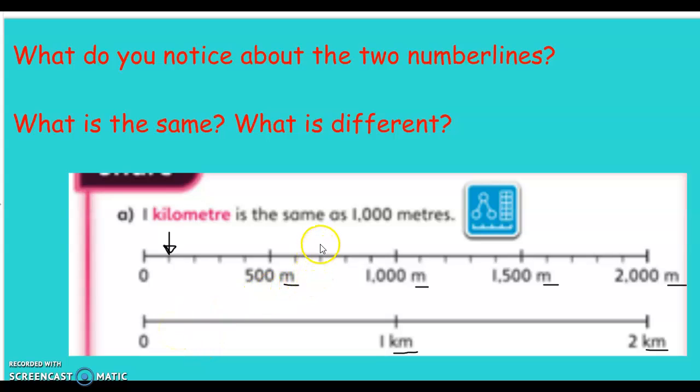And then if I was to try and plot an arrow on this number line at the bottom, what do you think would be the meters at this point on the number line? Have a little try. Have a think. See if you can figure it out.